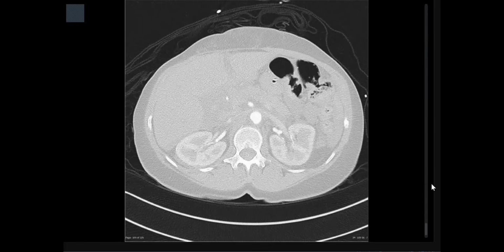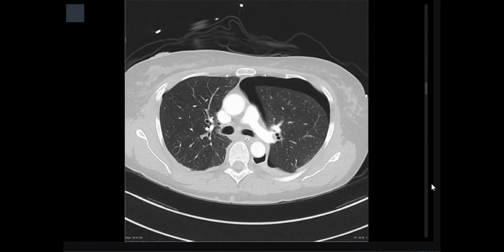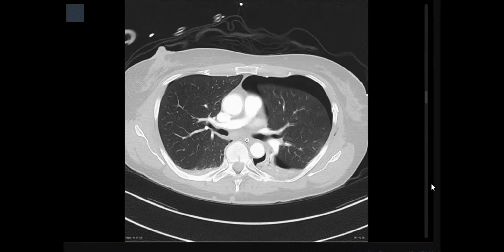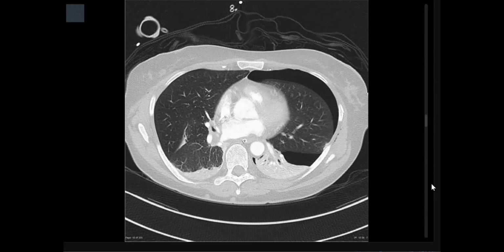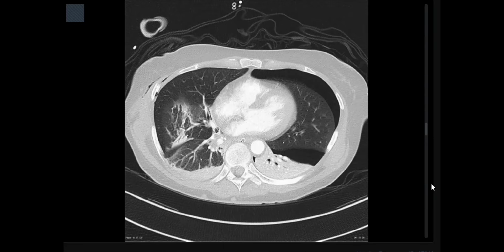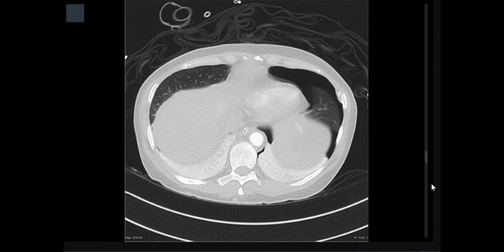On the left lower lobe that is collapsed, it's in a dependent position and surrounded by pneumothorax. So is this the fallen lung sign? Excellent. Yes, this is called the fallen lung sign. When you see the collapsed lung in a dependent position, it's called fallen lung.